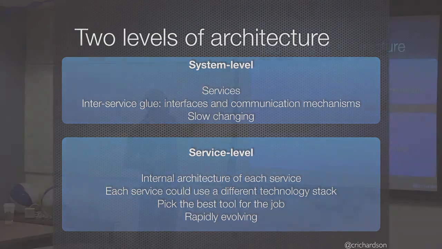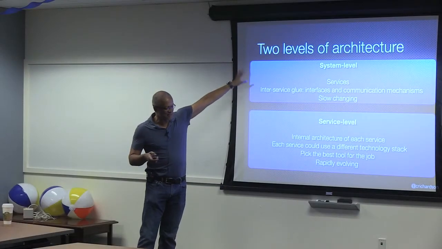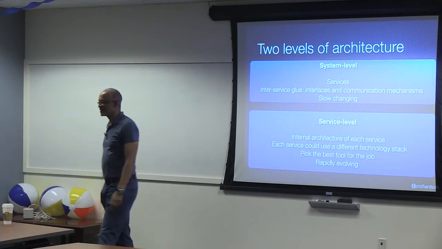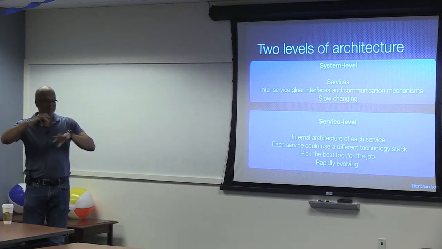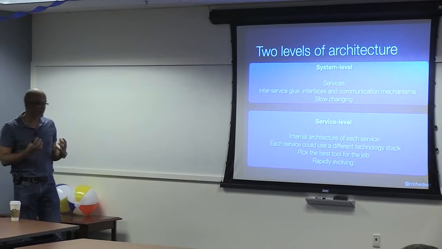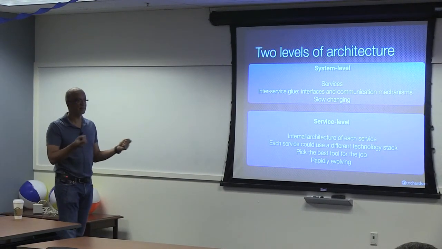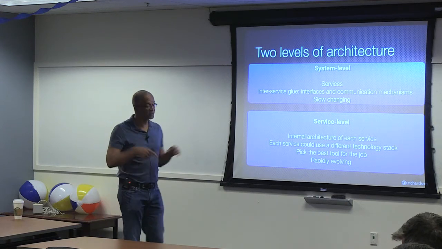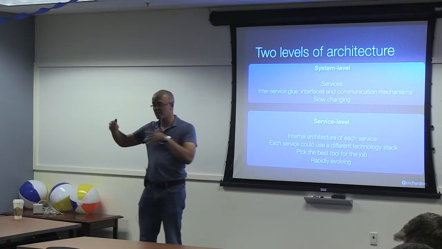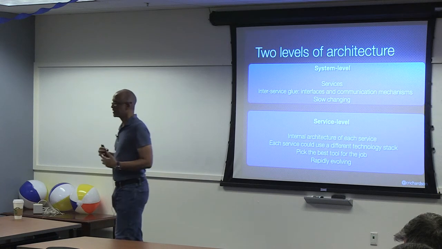But you can think of the system as having two different levels of architecture, right? You've got the system level, which is the fairly stable architecture, perhaps designed by people who use PowerPoint and don't actually write code, where they define what the services are and how they communicate and so on.